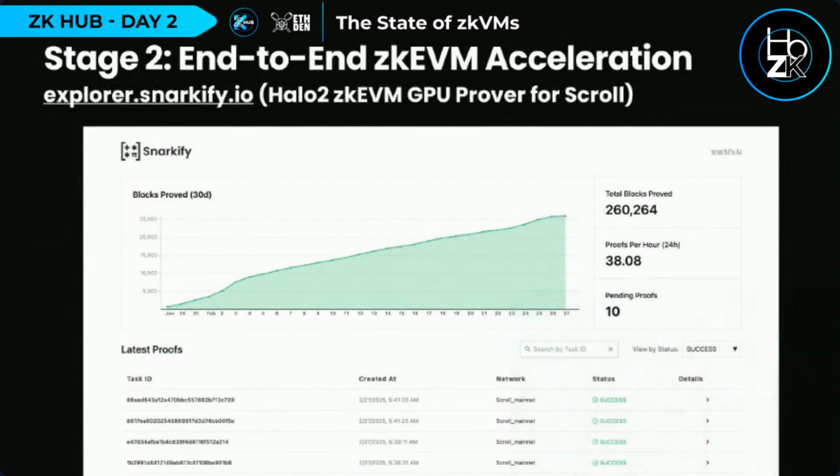Okay, then we go to stage 2, end-to-end zkVM acceleration. This is already in production. It's on explorer.snarkify.io.